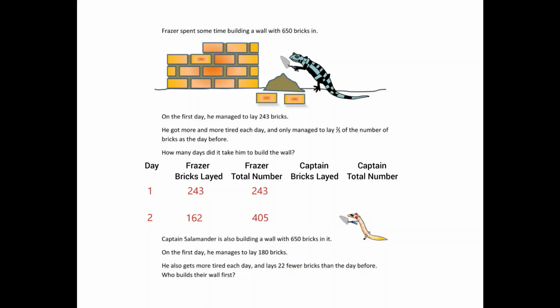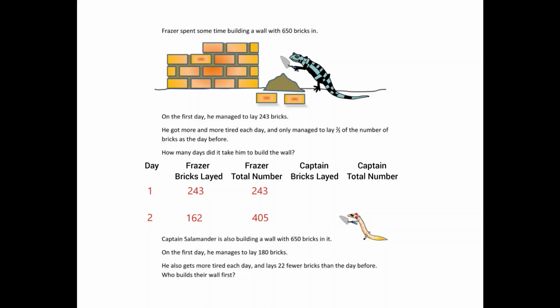Now here's the rest of the question. You've got to read through it. Who builds their wall first? They want to know who's going to get to 650 bricks or past it? Like I just said, you can go past it. So the answers are going to, I'll tell you this right now. The answer is not going to hit 650. It's going to be bigger.